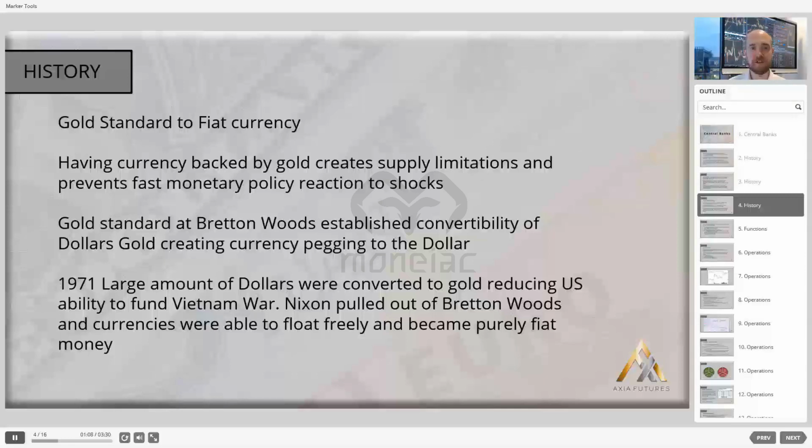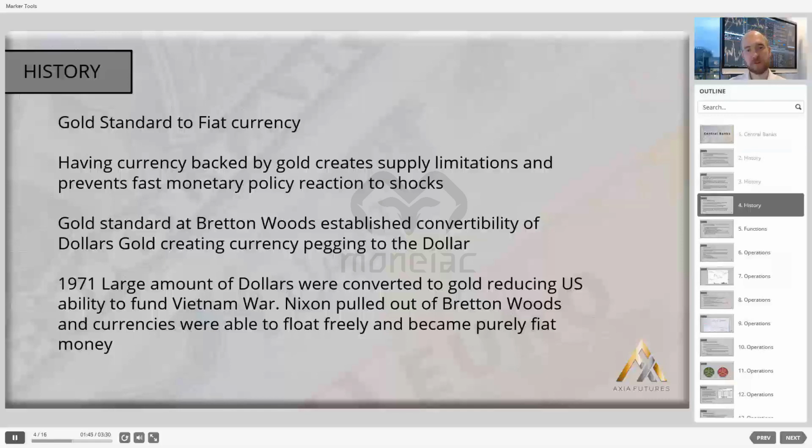Now, as I mentioned, having a currency backed by gold creates supply limitations. It also prevents any kind of quick monetary response to a crisis. If you have, for example, that liquidity crisis that the Bank of England had and not sufficient gold reserves, then you run into trouble because you can't provide the liquidity, as you don't have the gold reserves to print the notes against. So what you need almost is a standardized way of doing this, and that's what Bretton Woods was seeking to achieve post World War II.